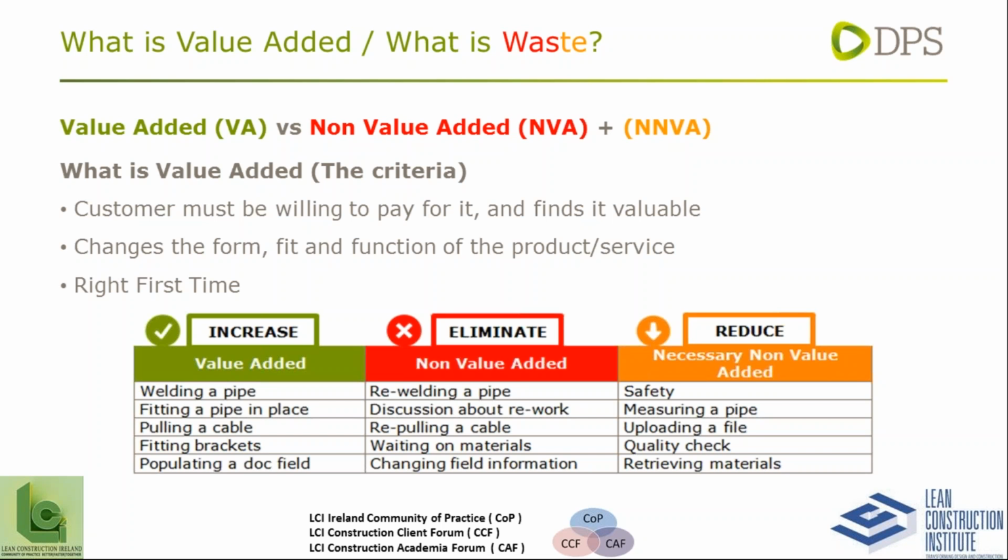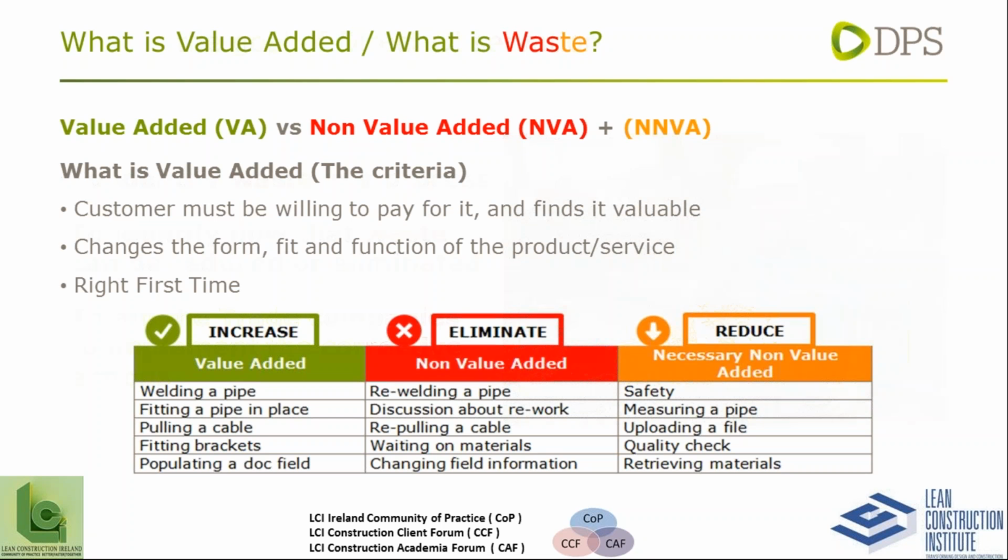Value added, first of all, this is what we want to increase, and an example of value added work would be welding a pipe. If we look at non-value added, this is the stuff that we really want to eliminate and get rid of. An example of that would be re-welding a pipe. That's not value added because it's not right first time. And if we look at necessary non-value added work, which we want to reduce, it's necessary, you always have to do it. Safety is an example of one of these.